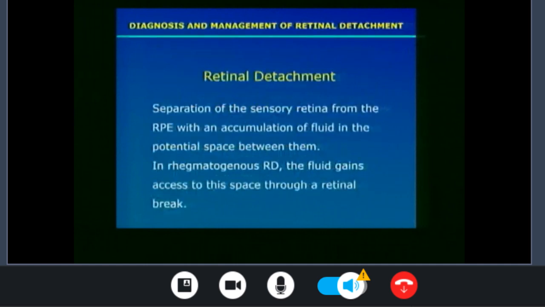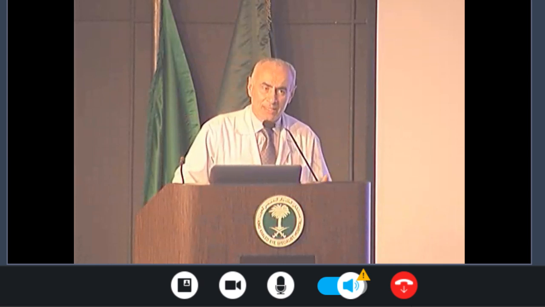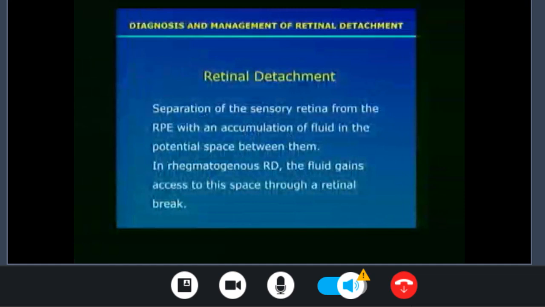So what is the definition of retinal detachment? You know that the neurosensory retina and retinal pigment epithelium are of different origins, and therefore there is a potential space between the retinal pigment epithelium and the neurosensory retina. So what happens in retinal detachment is separation of the sensory retina from the retinal pigment epithelium with an accumulation of fluid in the potential space between them.